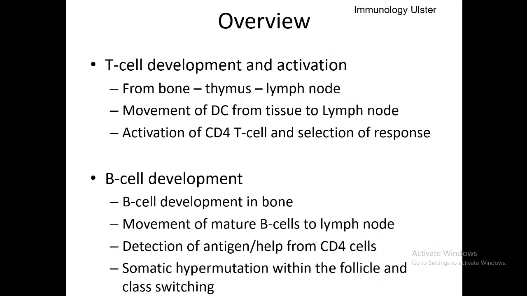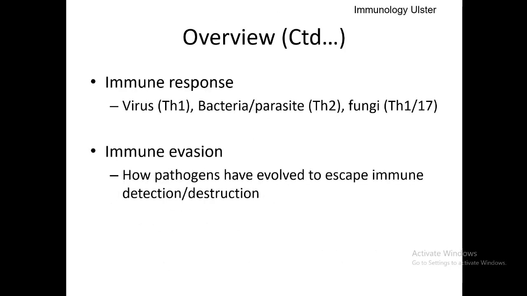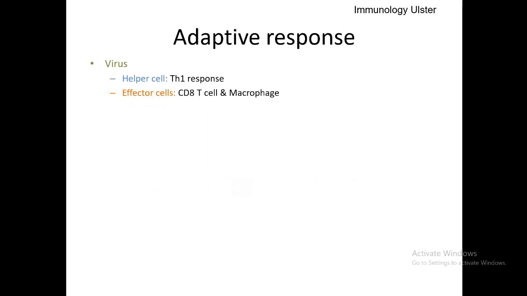Okay, and this is just the written summary of that process. Okay, and we're going to focus now on Th1 to 17, and we're also going to cover immune evasion as well.